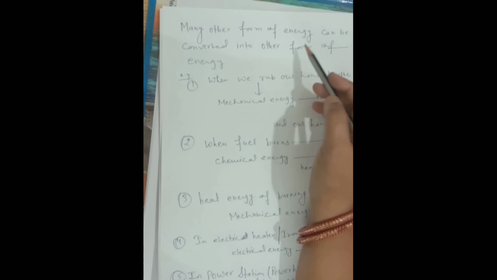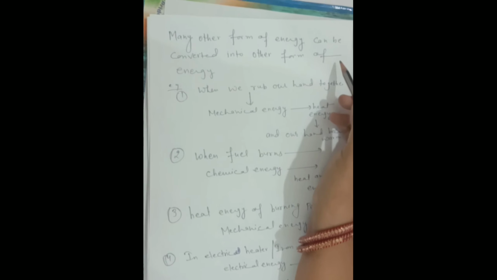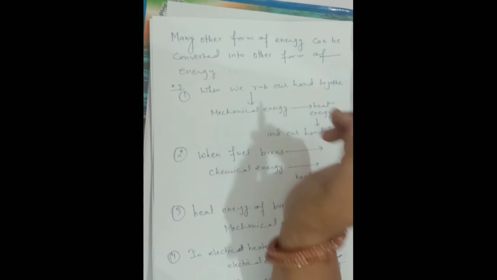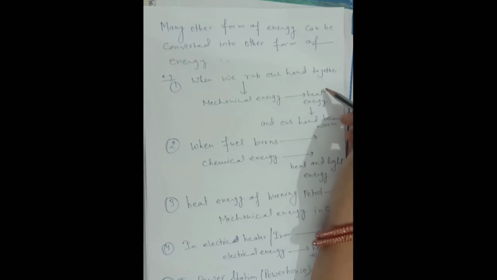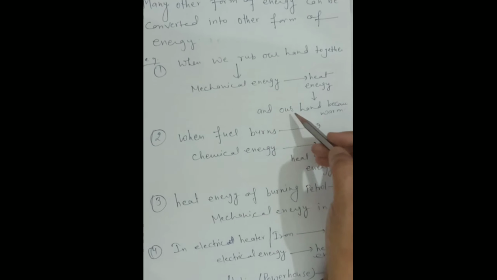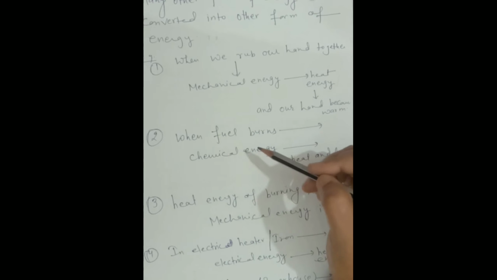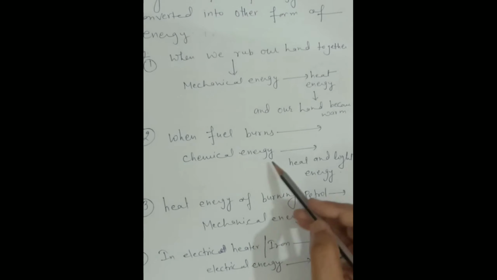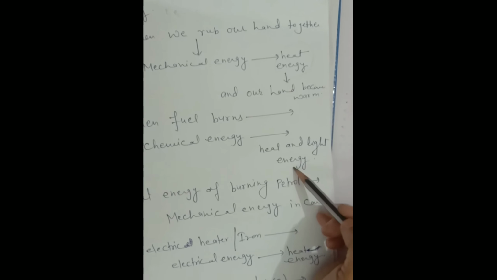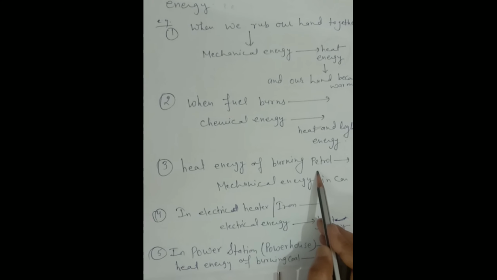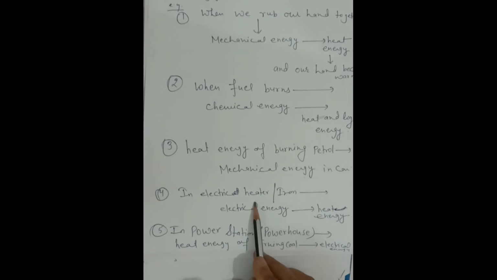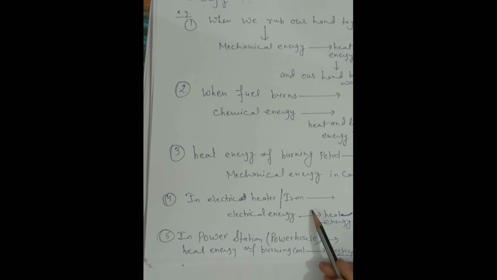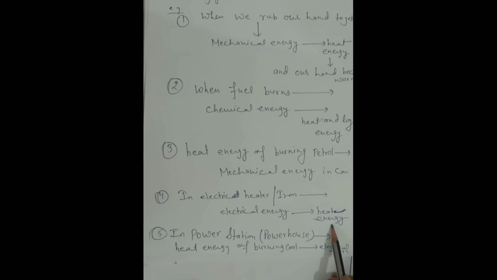Many forms of energy can be converted into other forms of energy, that is heat energy and other energy. When we rub our hands together, what happens? The mechanical energy is converted into heat energy, and we can feel this heat energy because our hands become warm. Example number 2, when fuel burns, chemical energy is converted into heat and light energy. Number 3, heat energy of burning fuel is converted into mechanical energy in a car. Number 4, in an electric heater or electric iron, electrical energy is converted into heat energy.